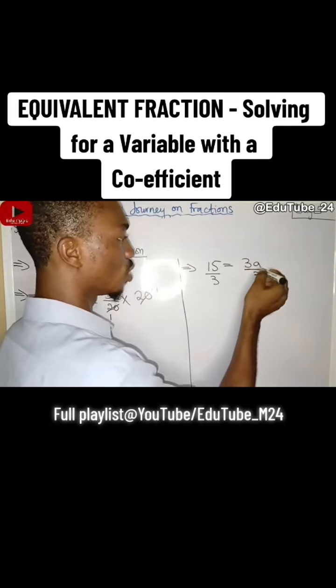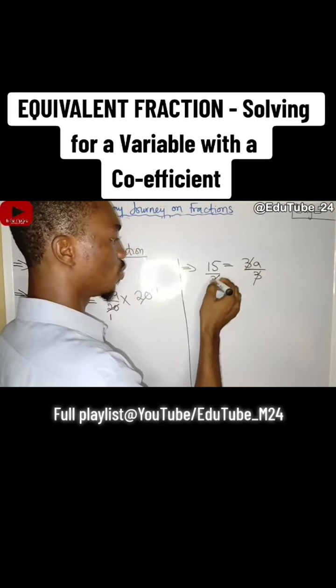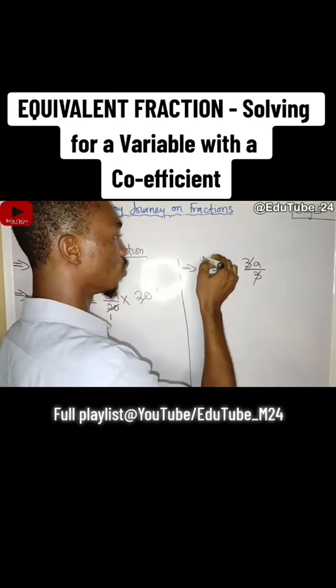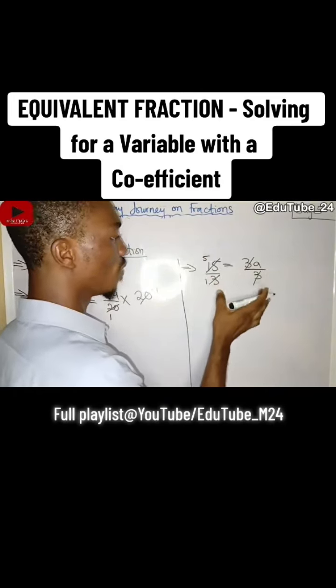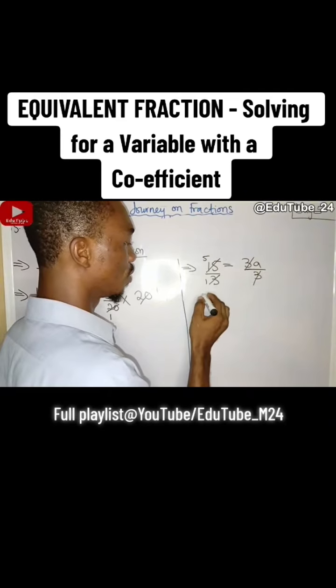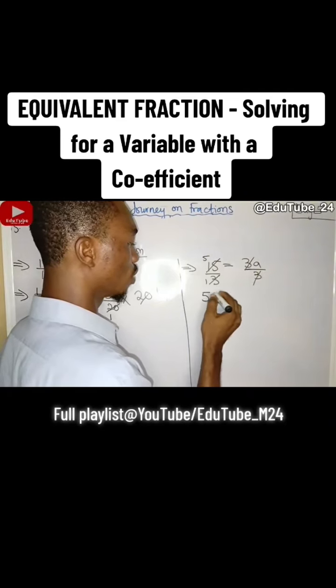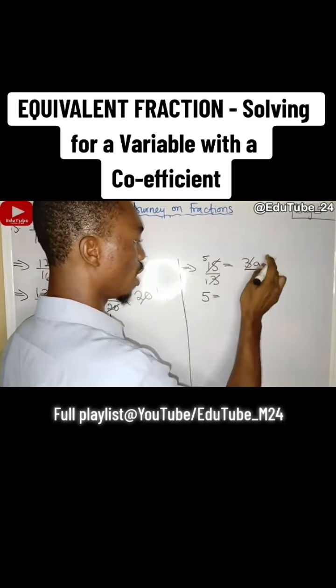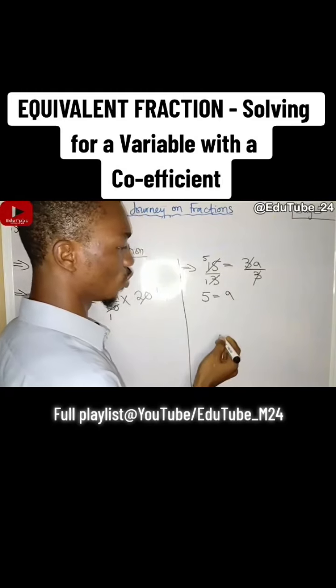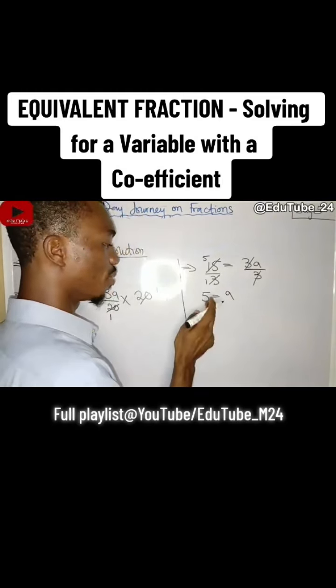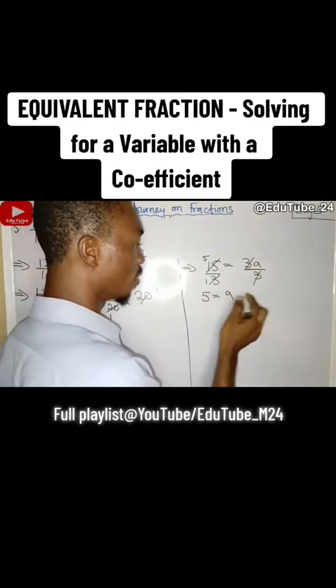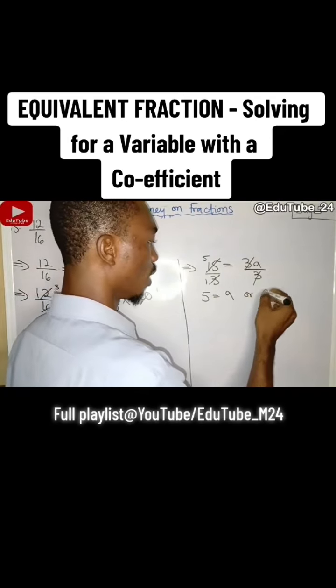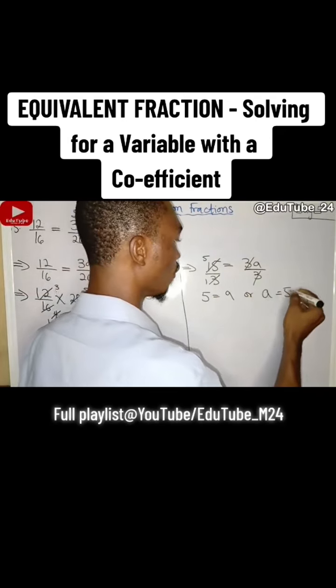So that way we eliminate 3 and 3, and then 3 and 15, we are going to get what? 5. So what do we have left? We have 5 in the left hand side of the equation equals to a in the right hand side of the equation. We've gotten our value. So that means 5 equals to a, or a equals to 5.